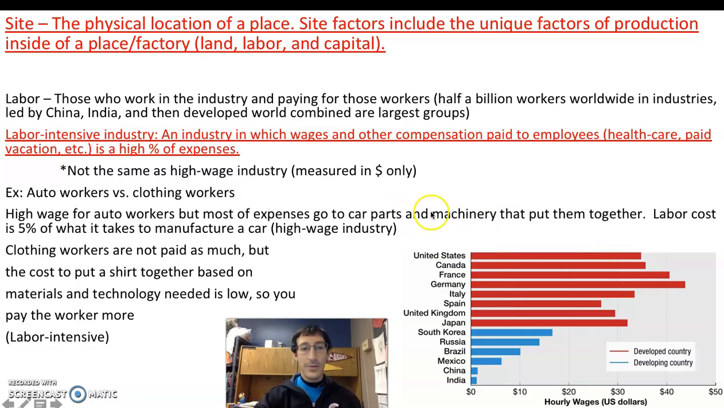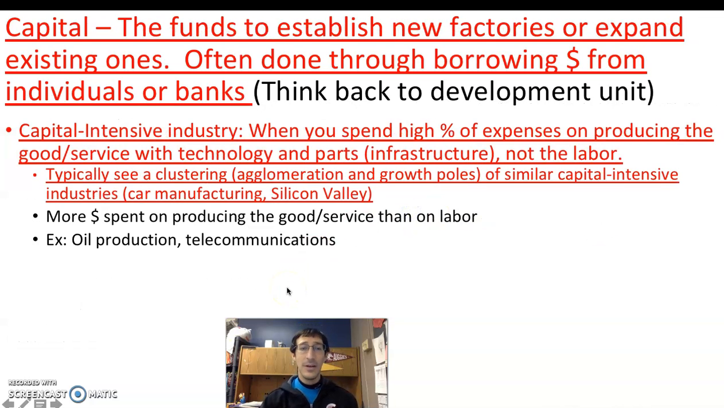Okay, so another piece to look at here is capital, and that is essentially the money that you need to establish a factory or expand on it. This is often done by borrowing from banks or individuals or the government, in terms of actually getting the funding to establish said factory.